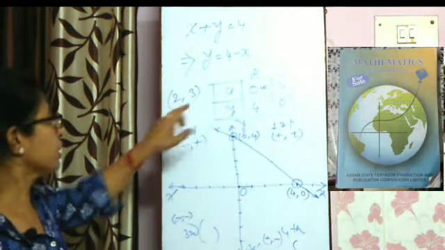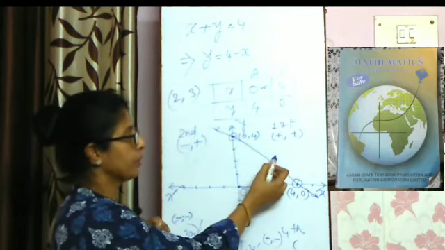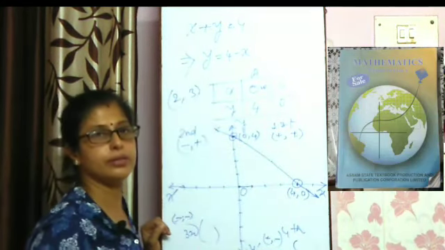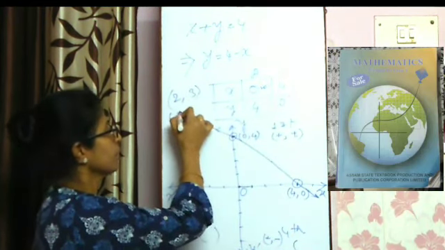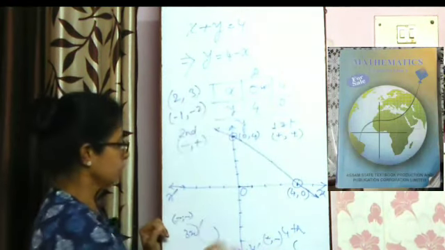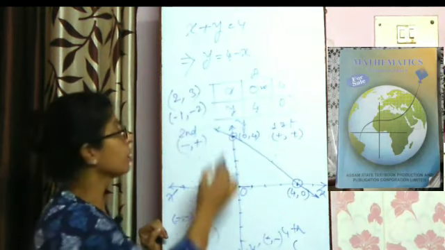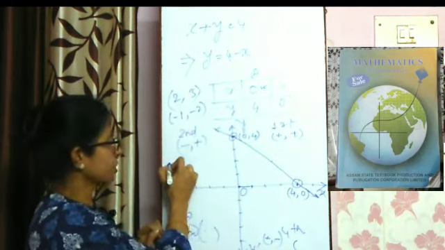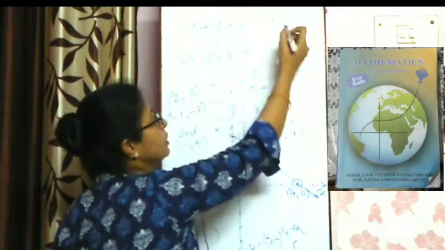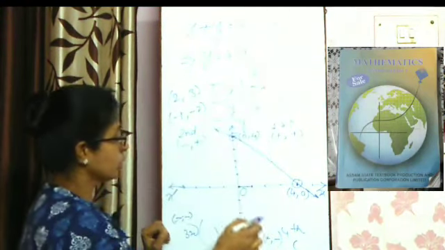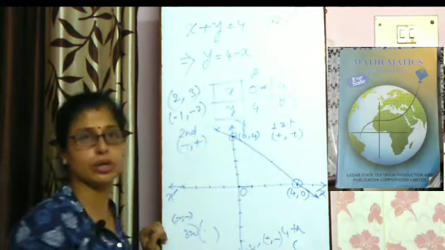(2, 3) will be located in the first quadrant. If you take (-1, -2), it will be located in the third quadrant. If I take another point (+2, -1), plus and minus, it will be located in the fourth quadrant and so on.